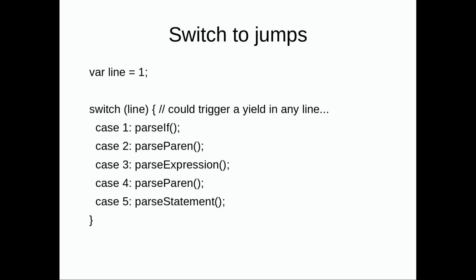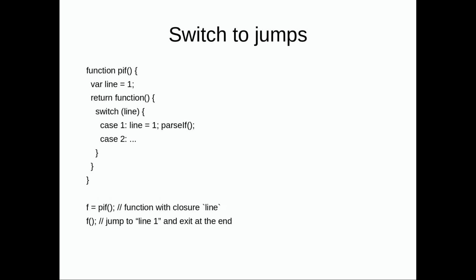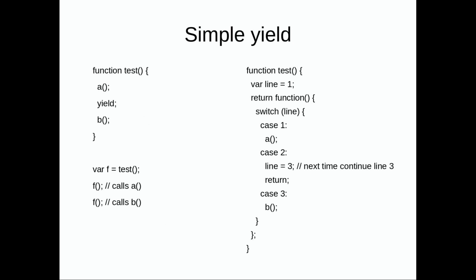However, the reason we want to do this is because we want to wrap it in a closure. We want to make a closure over line so that if any of the functions inside would break for a yield, the next time we call this function, we can still continue at the same line. That's kind of the main trick, I suppose, for emulating yield. And this would be an example.